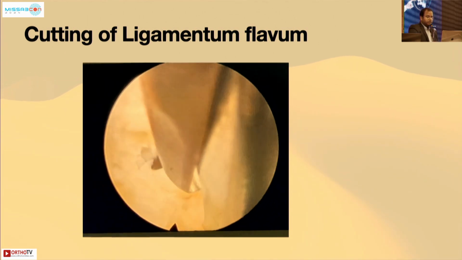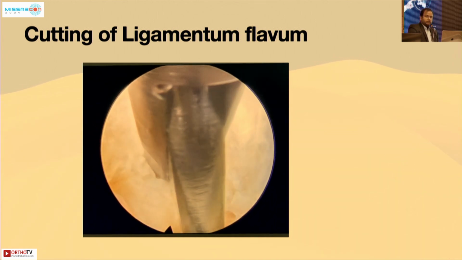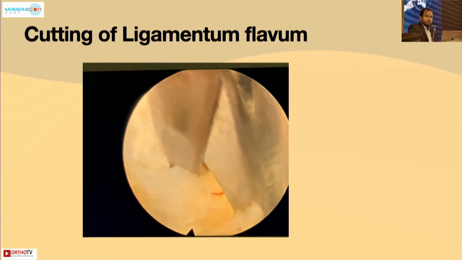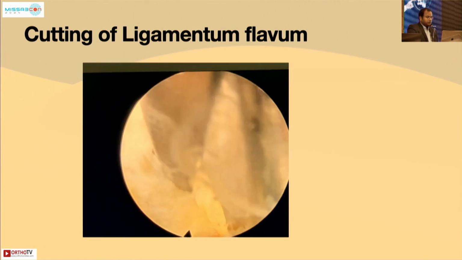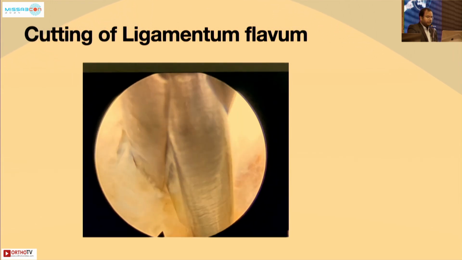Cutting the ligamentum flavum is of paramount importance. We have to see what we are cutting. The tip of your instrument should be seen. You have to turn the camera to the other side to see the distal edge of your instrument, and you have to hold the flavum, pull it up, and then cut.